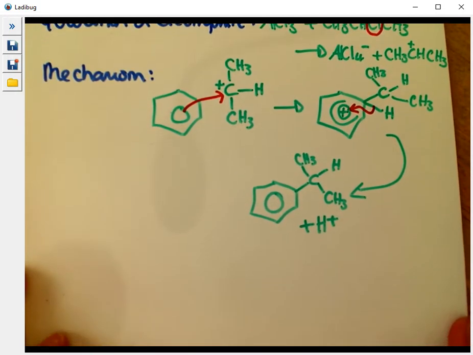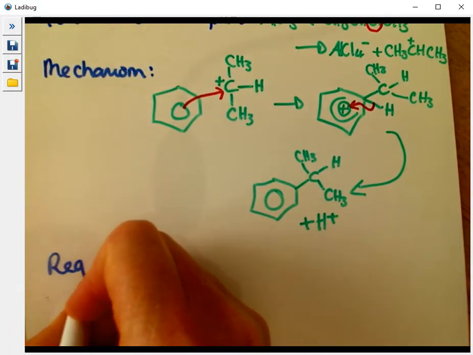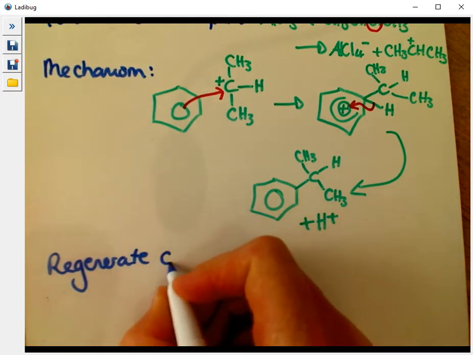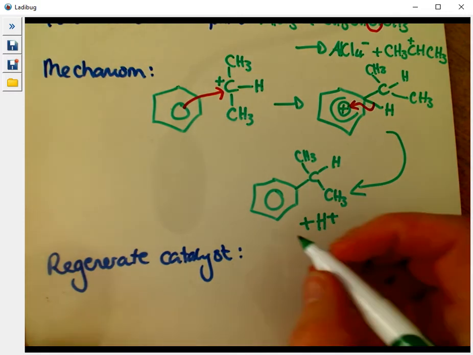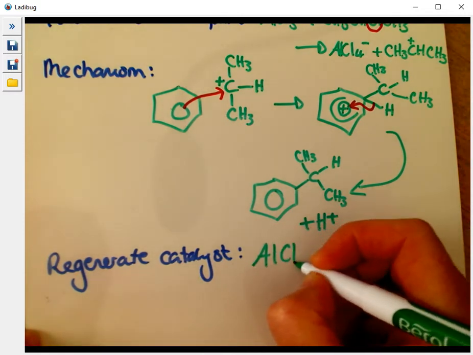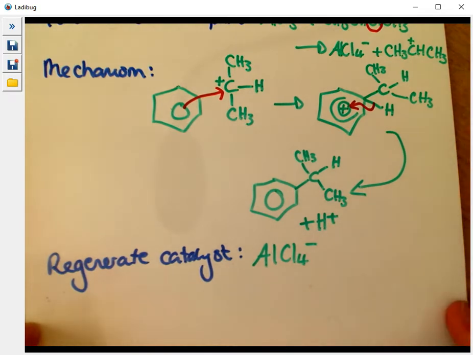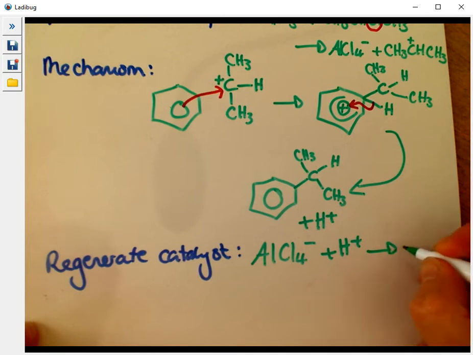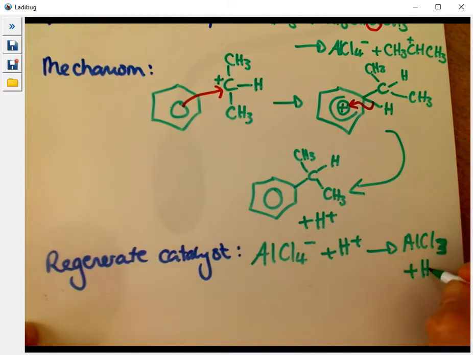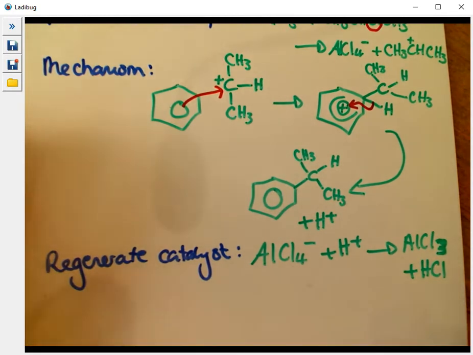And then finally, we need to regenerate the catalyst. Okay, so we had our AlCl4 minus produced when we did the production of our electrophile in the first place. We've got our H plus that we've kicked off, put those together, and we get our AlCl3 catalyst, regenerated, and we get HCl as our other product. So that's what the one that we were looking at last time should have been like.